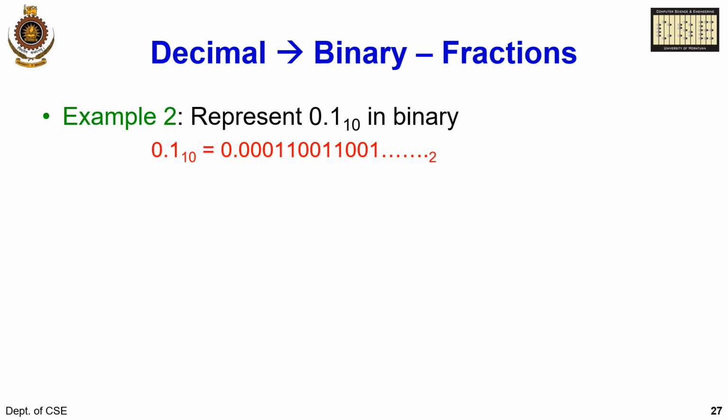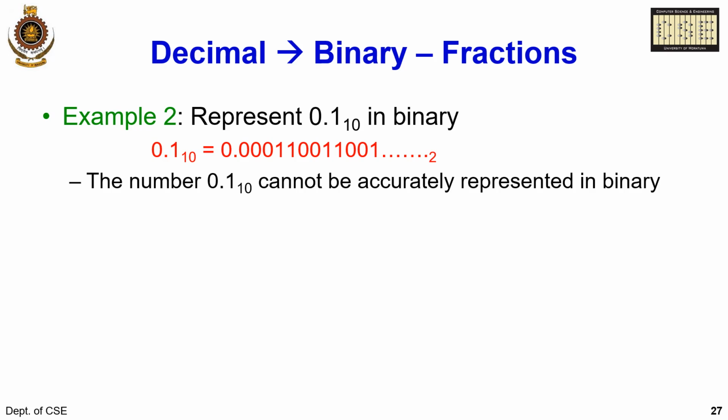never-ending pattern of numbers. It's like 0.0001100110011, again 0, 0. It will go on. You probably remember there are numbers like this in decimal as well, right? If you divide 1 by 3, you have 0.3333 like that. It's also a never-ending pattern.